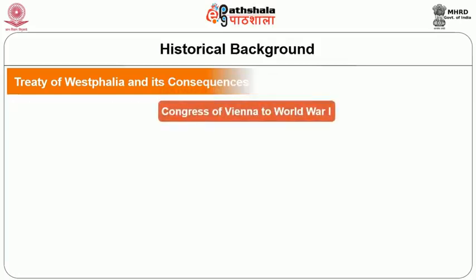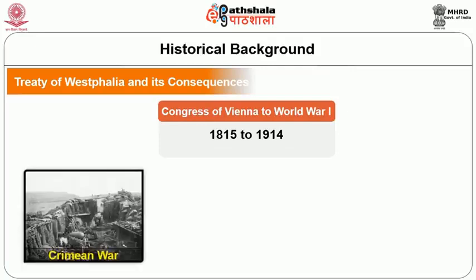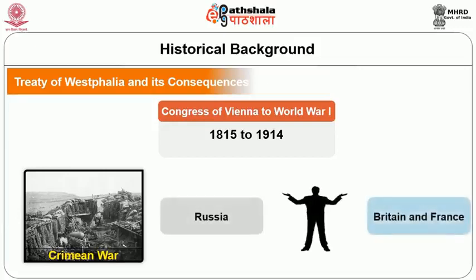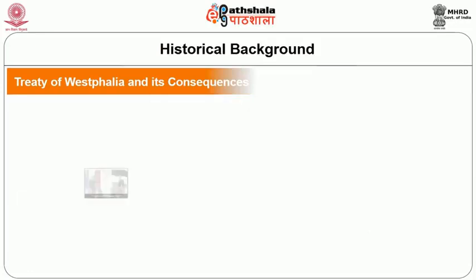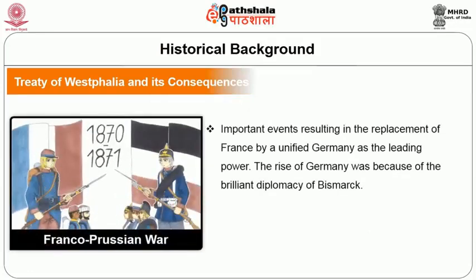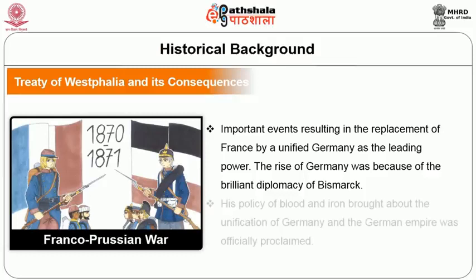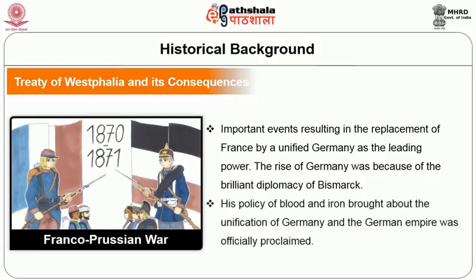The period from Congress of Vienna to World War I, that is from 1815 to 1914, the Crimean War, that is from 1854 to 1856, between Russia on one hand and Britain and France on the other, as well as the Franco-Prussian War of 1870 to 71, were important events resulting in replacement of France by unified Germany as the leading power. The rise of Germany was because of the brilliant diplomacy of Bismarck. His policy of blood and iron brought about the unification of Germany, and the German Empire was officially proclaimed.